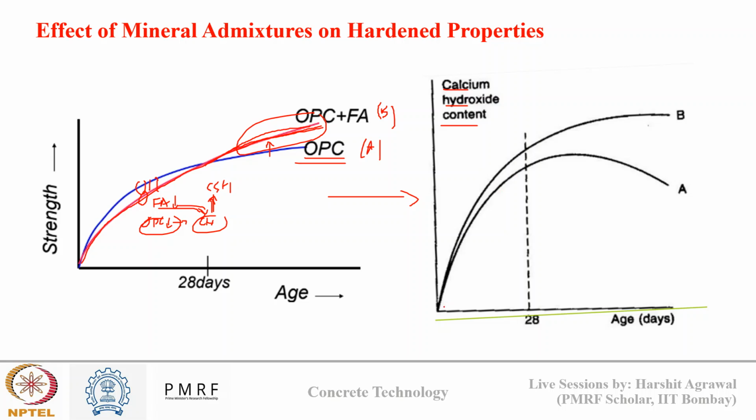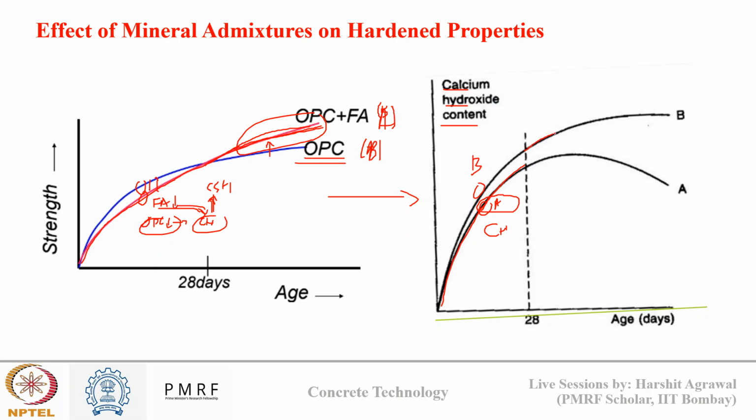So a calcium hydroxide content, sorry, this is B, and OPC plus fly ash system is A. So you can see there is lower calcium hydroxide content in A compared to B. Why? Because here, calcium hydroxide is getting continuously consumed as it is produced.